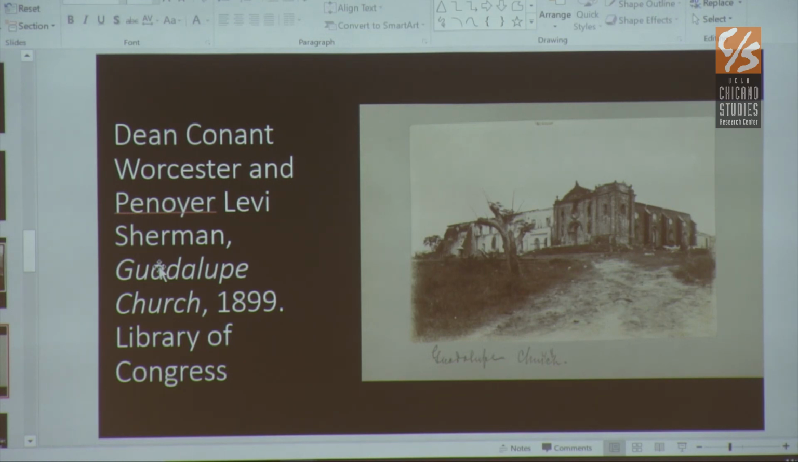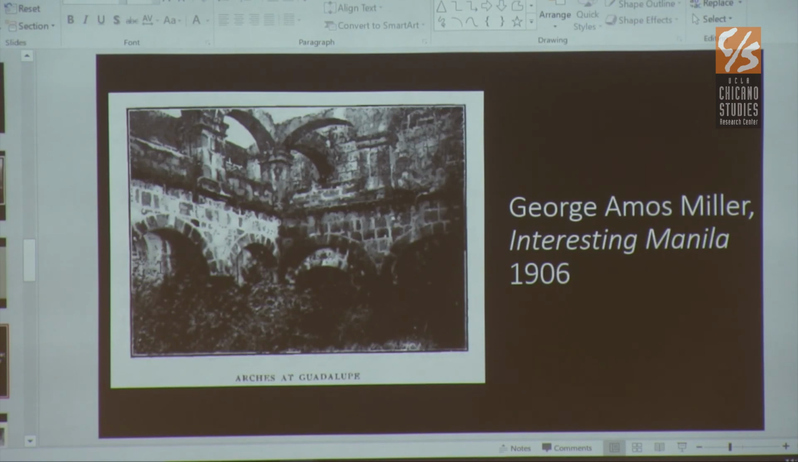Sorry, my images are slightly not in the order that I thought they were, but you sort of get the idea what I'm talking about here. Oh, I know what slide I'm missing. These images are from Guadalupe, but there are also ones from another church called Paco, which I thought was in here, but it isn't, so I'll have to get back to that in a moment.